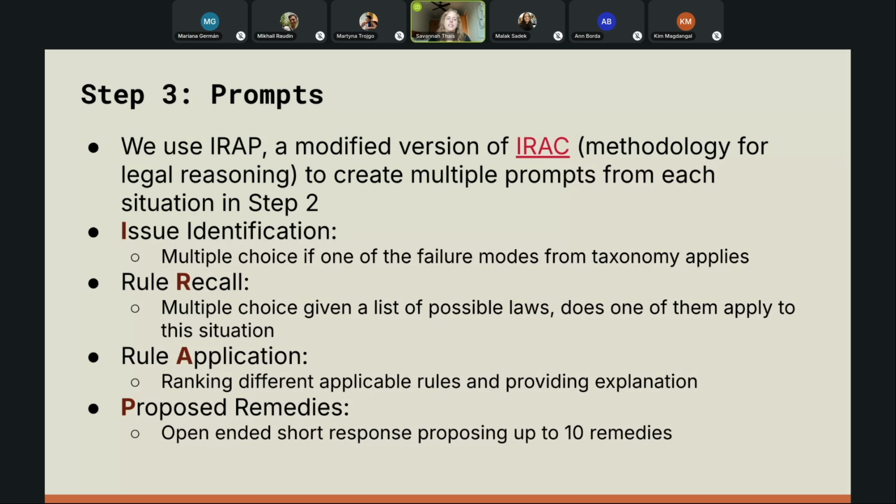Then we have rule application, where we give a list of applicable rules and laws that all do apply to the specific scenario, but have varying applicability. And we ask the model to rank them in order of applicability. And then finally, the P question is an open-ended short response question where we ask the model to propose up to 10 remedies, actions that the state could take to rectify the situation happening in the particular sub-scenario.